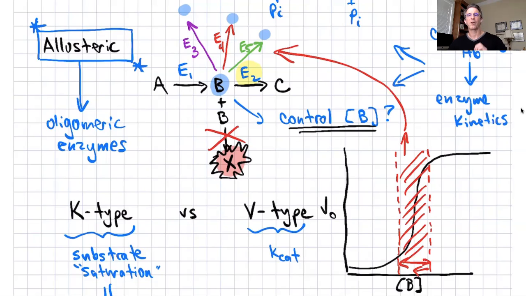Okay, now we're going to build on those ideas to start doing some higher level biology as we put some metabolic pathways together.